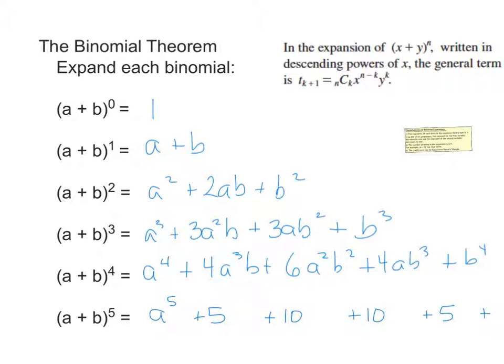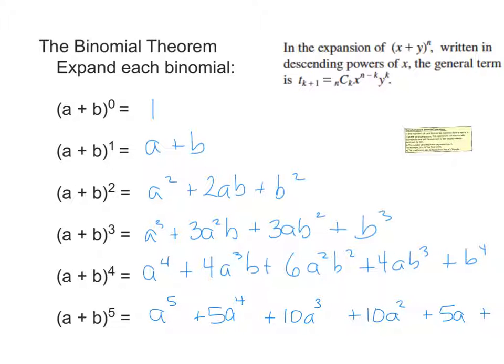And the second term, what happens to the a exponent as you go to the next term? A goes down, B goes up. So this is going to have a 5a to the power of 4. This is going to have an a to the power of 3, a to the power of 2, a to the power of 1, and then no a in the last term.